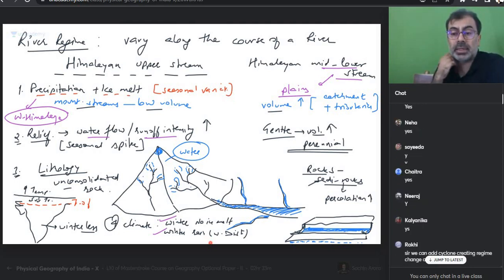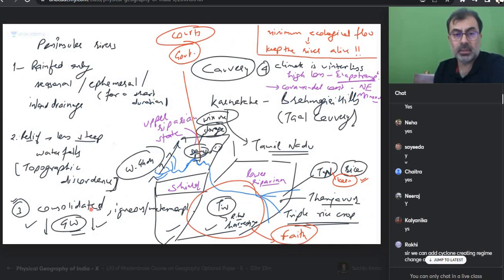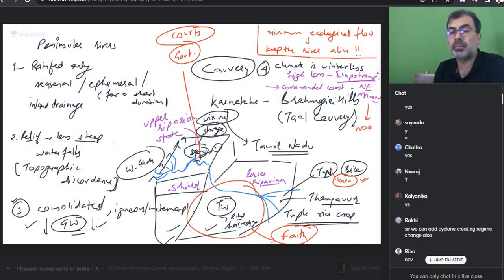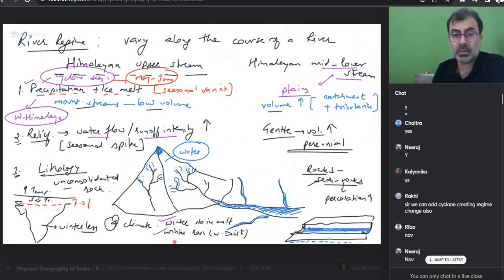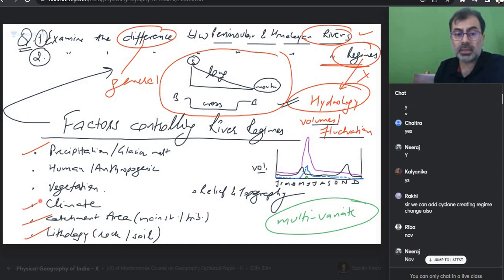So can we add cyclone creating regime change also? Yes, Raki, but वो उसी में आ जाएगा ना, precipitation में. So there is a cyclone season. Cyclone season कौन सा होता है? Summer के जो cyclones होते हैं वो कब आते हैं? मई जून में. ठीक है, मई जून summer cyclones. इनके cyclones कहां पर आ रहे हैं? Peninsular India, नवंबर में. ठीक है, तो उसी का पार्ट हो. Everyone has not added a very important thing अभी तक, which will make our answer very different.